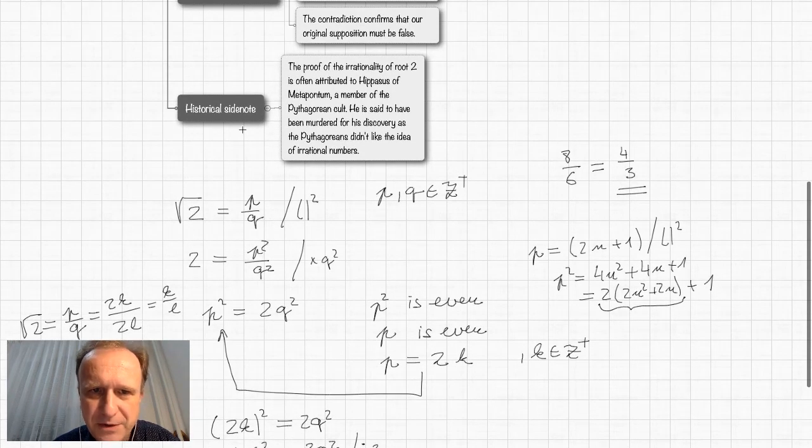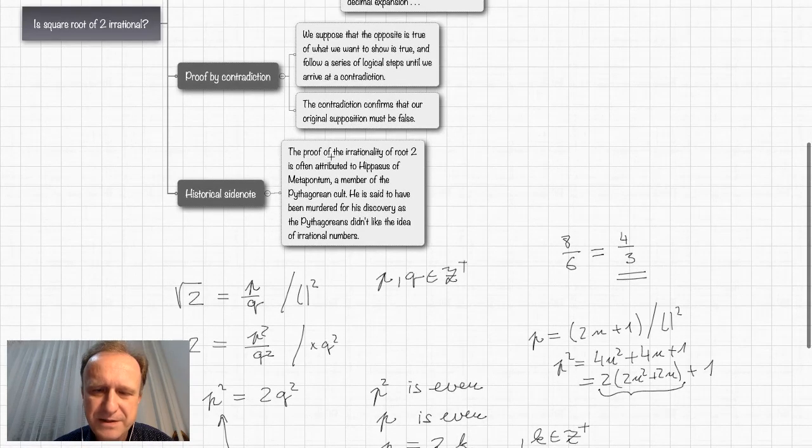Now, a historical side note. The proof of the irrationality of the root of 2 is often attributed to Hippasus of Metapontum, a member of the Pythagorean cult. He is said to have been murdered for his discovery, as the Pythagoreans didn't like the idea of irrational numbers. They tried to build their mathematics on rational numbers only, and they were something of a religious cult. So they didn't like people who showed that something else was true than what they believed. So therefore, he is said to have been murdered, and this is a very interesting historical side story.